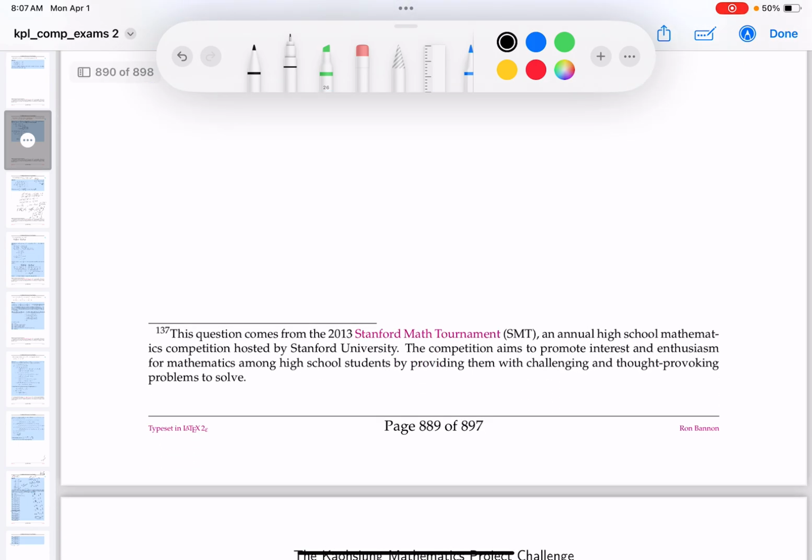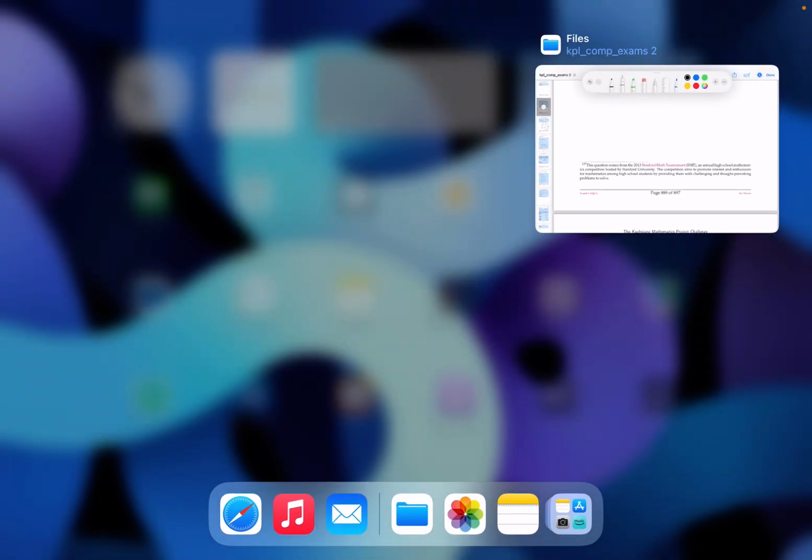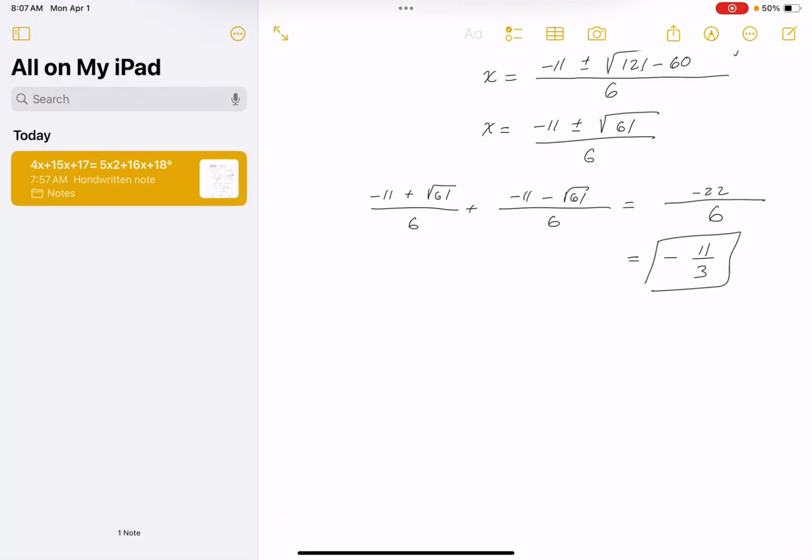It comes from the 2013 Stanford Math Tournament, an annual high school mathematics exam. A large number of questions, by the way. I'm not doing them all. I'm doing some, the ones that are appropriate for what I'm teaching at the school I teach at. All right, so what I want to do is go to the whiteboard, and I'm going to do the problem.